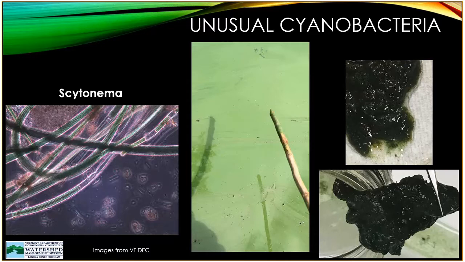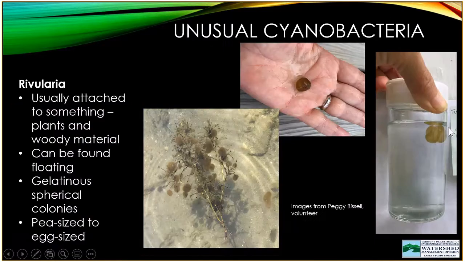Consider a couple of different ways where you can explore what that thing might be. Rivularia is another cyanobacteria that we occasionally see. These images are from Lake Maury, where it's been reported more frequently than other locations in Vermont. Rivularia is a cyanobacteria that usually grows attached to plants or something like that, as you can see in that image on the lower left. It can be found floating.